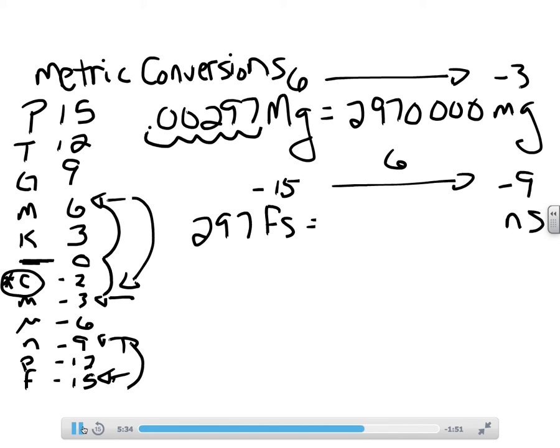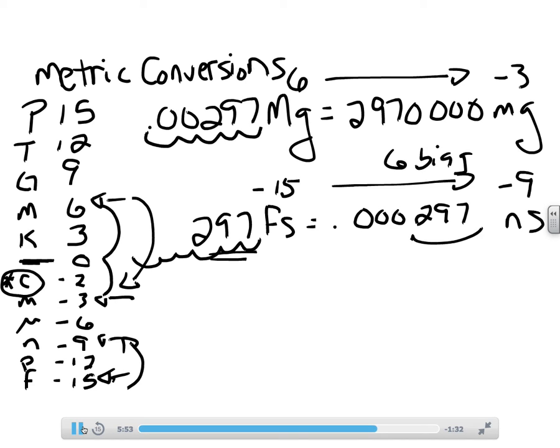So if this got 6 bigger, then this one is going to have to get 6 smaller. So again, where is the decimal hiding? It's at the end. So 1, 2, 3 smaller. I need 3 more to make it 6. So 1, 2, 3, 2, 9, 7. That made it 6 smaller to give me the correct answer. So that's really all there is to this sort of thing.